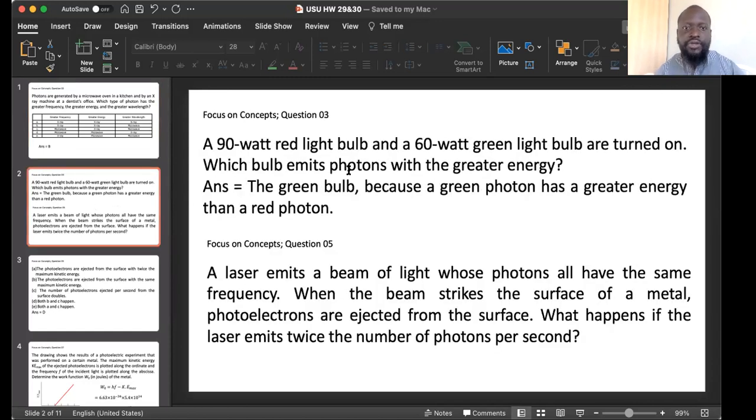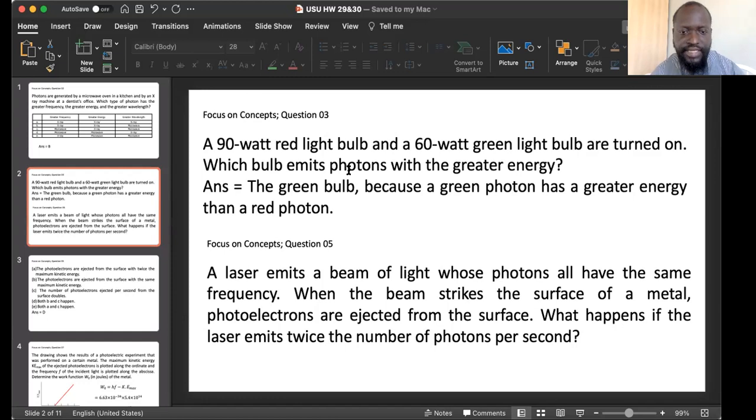Okay. Focus on concept question 03 says a 90-watt red light bulb and a 60-watt green light bulb are turned on. Which bulb emits photons with the greater energy from the color of light? We know ROYGBIV: red, orange, yellow, green, blue, indigo, violet. Is that okay? ROYGBIV, we call it. So the green photon has a greater energy than the red photon. That's the correct answer.